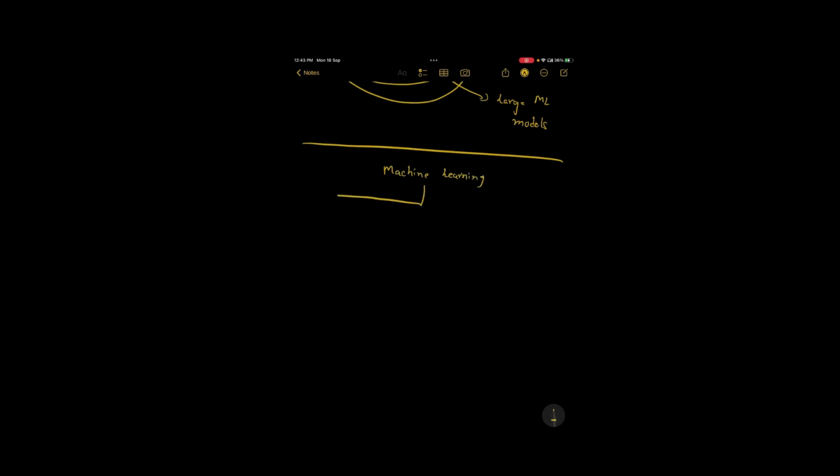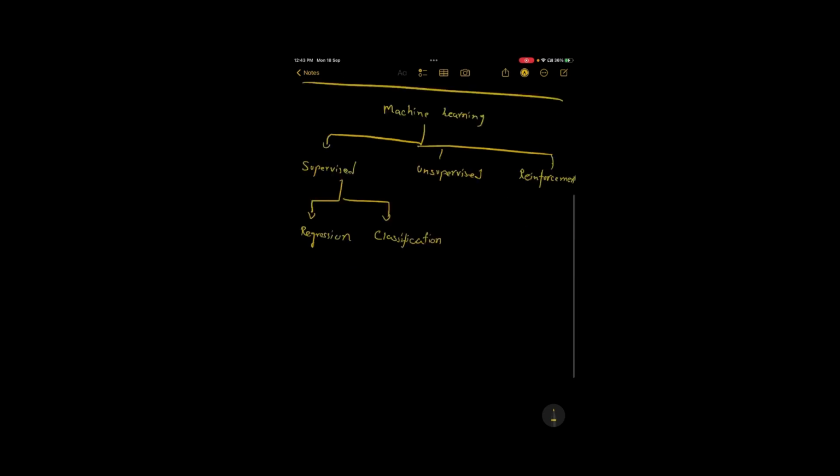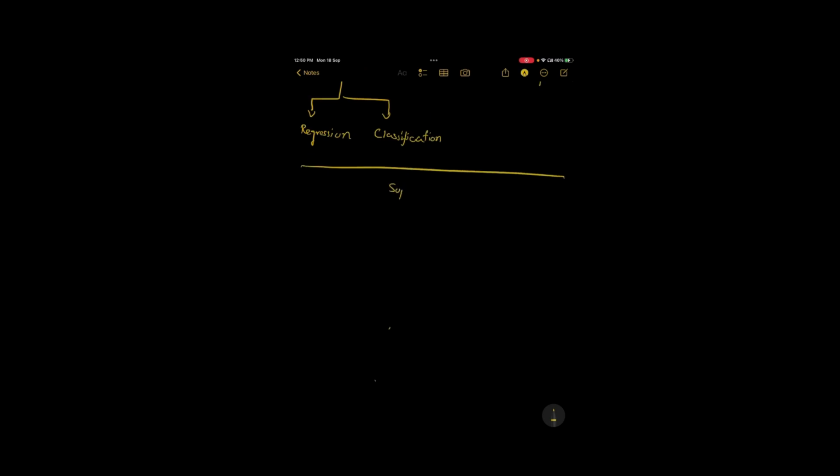Machine learning has a lot of different types of learning algorithms. We'll be considering three of them today. We have supervised learning, we have unsupervised learning, and we have something called reinforcement learning. Right? And supervised learning deals with certain types of problems. We'll be looking into two of them, namely regression problems and classification problems. So now let's look at supervised learning.